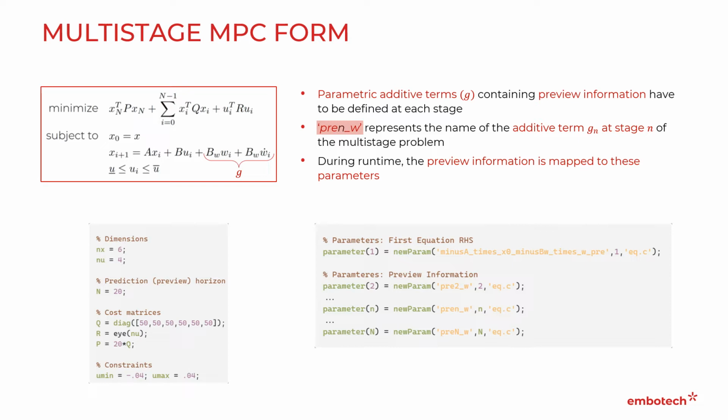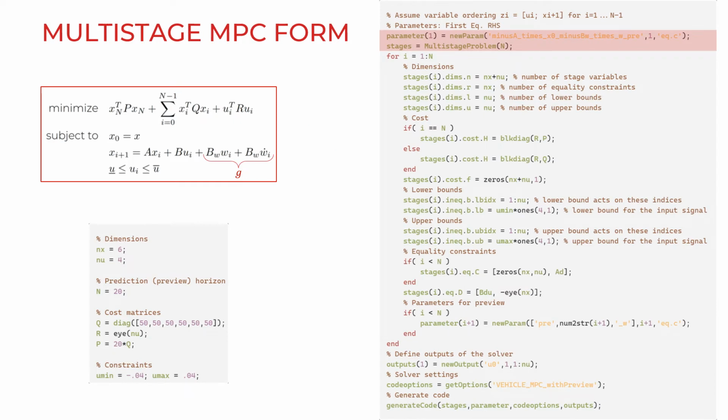For that purpose, we will introduce pre_n_omega as the name of the additive term gn at stage n. During runtime, the preview information will be mapped to these parameters. Let us now define the stages struct needed for code generation.